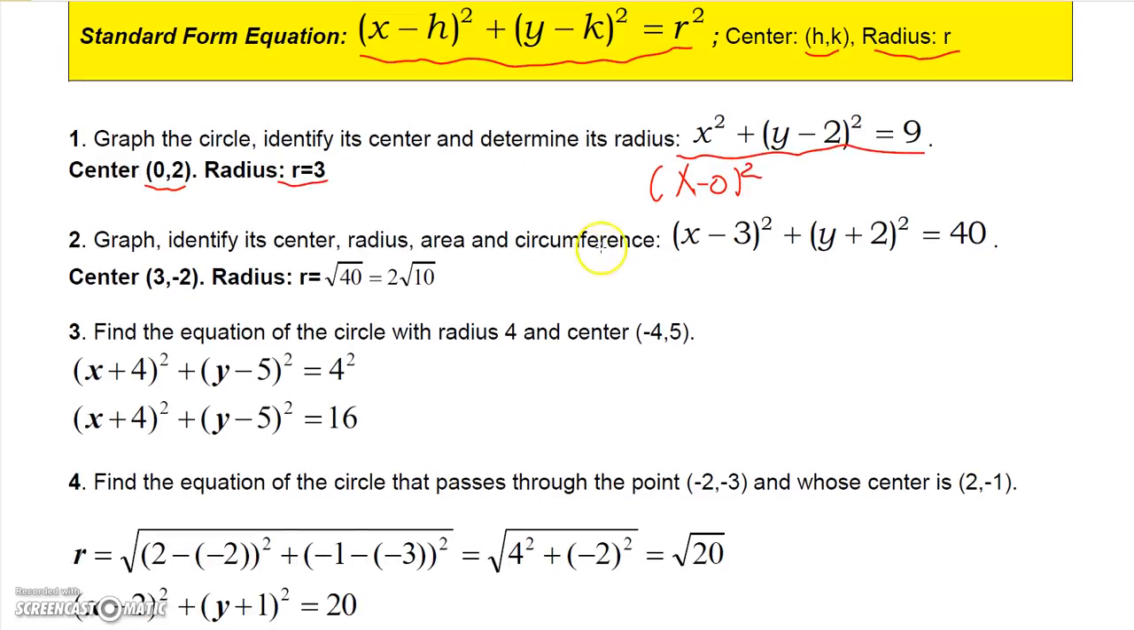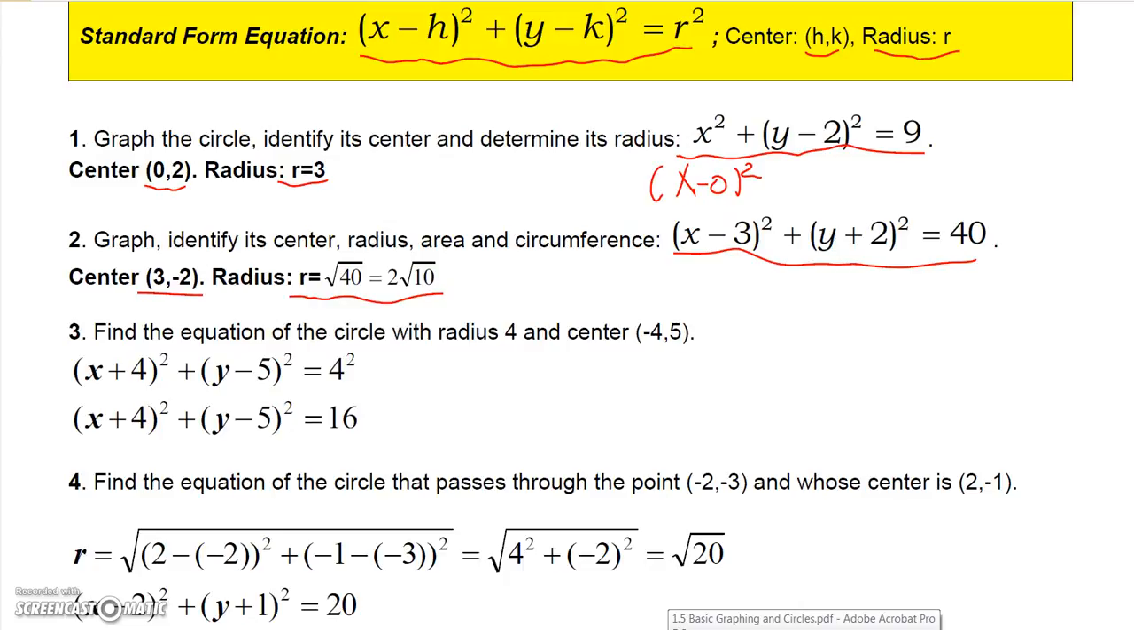Now, let's say you wanted to graph this circle. Well, here you're subtracting 3, and here you're actually subtracting negative 2. Since it's a plus 2, it's like subtracting negative 2. So the center would be positive 3 for x and negative 2 for y. So that would be the center. And the radius would be the square root of 40, which reduces to 2 square root of 10. And if you wanted a more accurate value, you could plug it in your calculator.